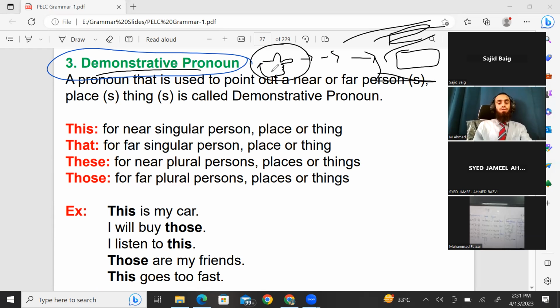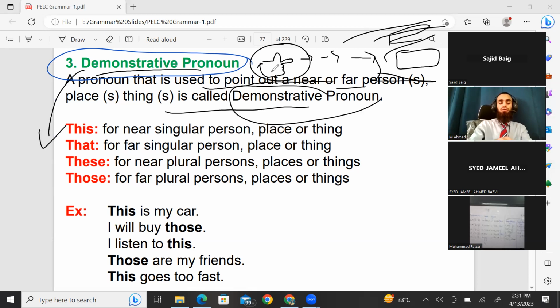This is demonstrative. Okay, now a pronoun that is used to point out a near or far person, place, or thing is called a demonstrative pronoun. Where one is a demonstrative adjective, there we would discuss the difference between these two. Now, this, that, these, those are the four pronouns which are called demonstrative pronouns, right? For example, this is my car.